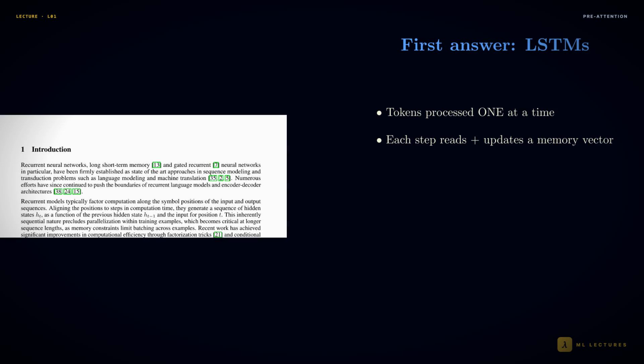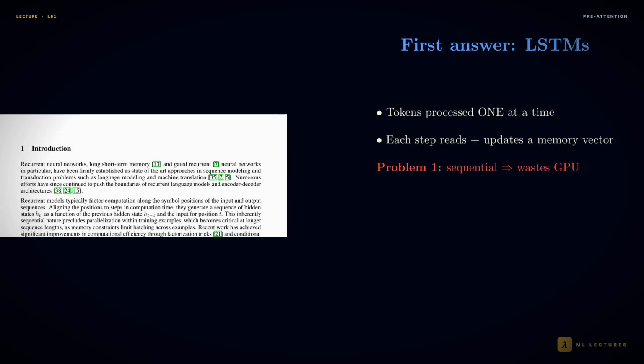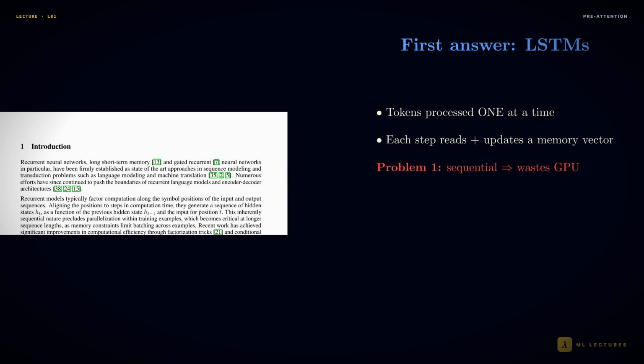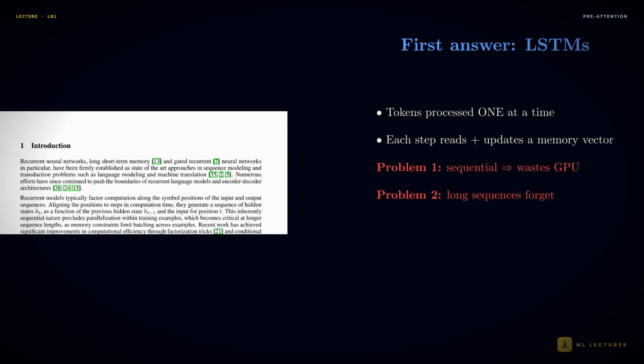First, sequential. Step n waits for step n minus 1. On a modern GPU with thousands of cores, you use one core at a time. Massively wasteful. Second, long sequences forget. Information from word 1 decays by the time you reach word 100. Gradient signal dies through too many sequential multiplications. The field needed a totally different idea.